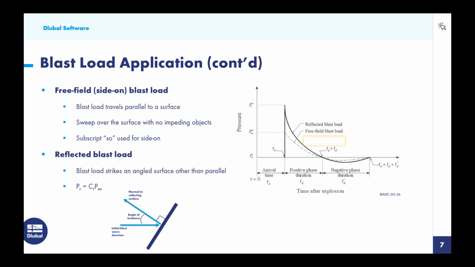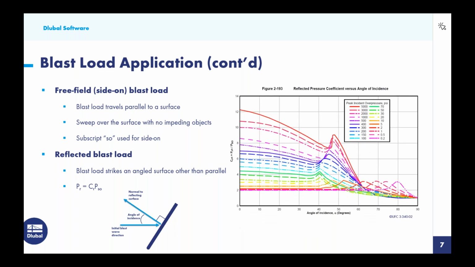Now, we also have the reflected blast load, and this is where the blast wave will strike at an angled surface other than parallel. So a perfect example of this would be any surface that is normal to the explosion, so some type of front-facing facade, for example. And obviously, we're going to have much higher pressures here than what we'd see with a wave sweeping over some of those other surfaces that are parallel to it. So we calculate this reflected pressure with what's called the reflected pressure coefficient multiplied by the side-on pressure given by this equation here.